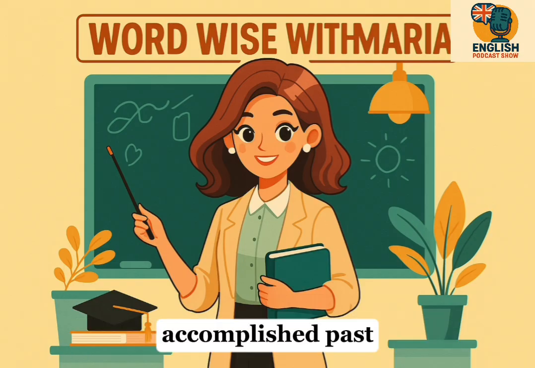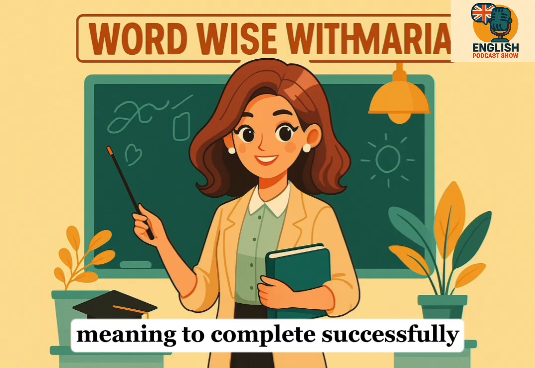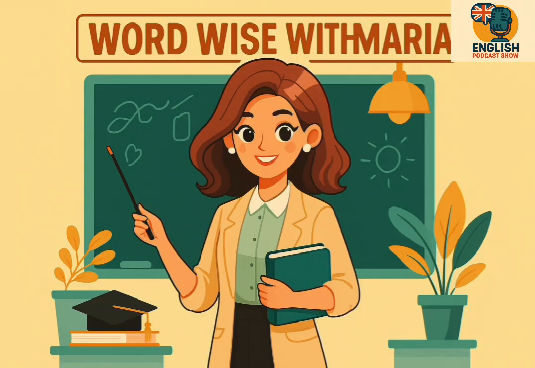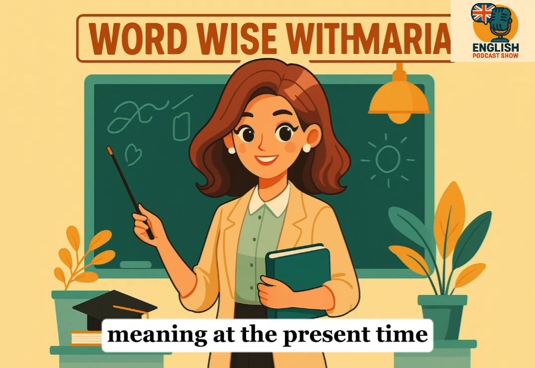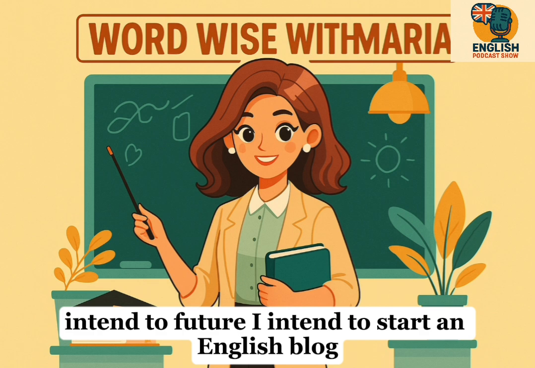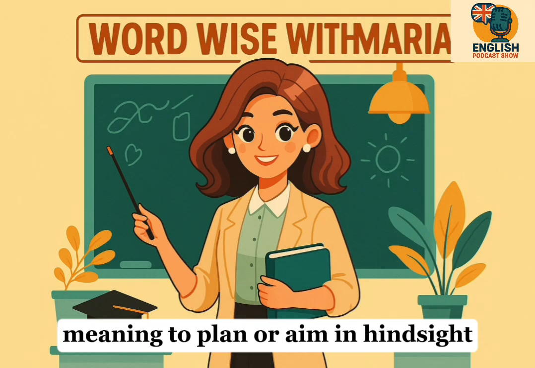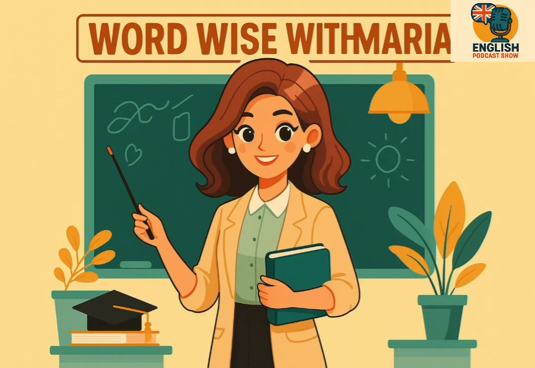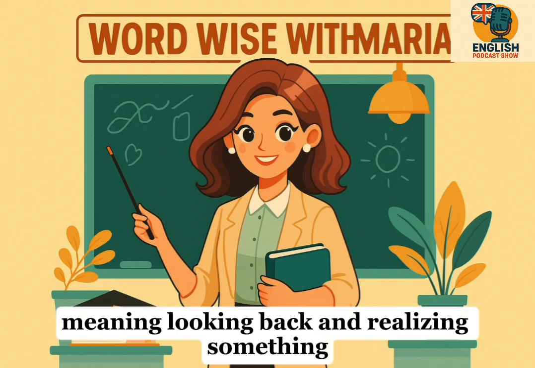Accomplished, past. I accomplished my goals yesterday, meaning to complete successfully. Currently, present. I'm currently reading a novel, meaning at the present time. Intend to, future. I intend to start an English blog, meaning to plan or aim. In hindsight, idiom, past. In hindsight, I should have joined earlier, meaning looking back and realizing something.